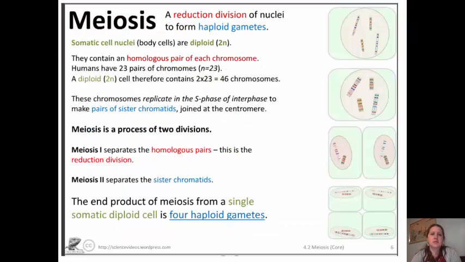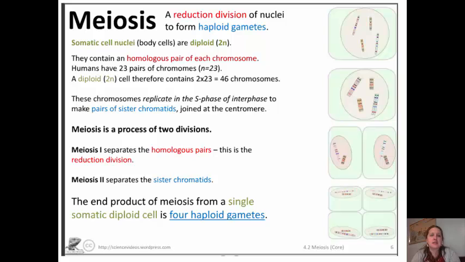All right, so today we're going to talk about meiosis. Meiosis is a reduction division of the nucleus. The whole point of meiosis is to form haploid gamete cells. So we're trying to form our egg and our sperm cells.